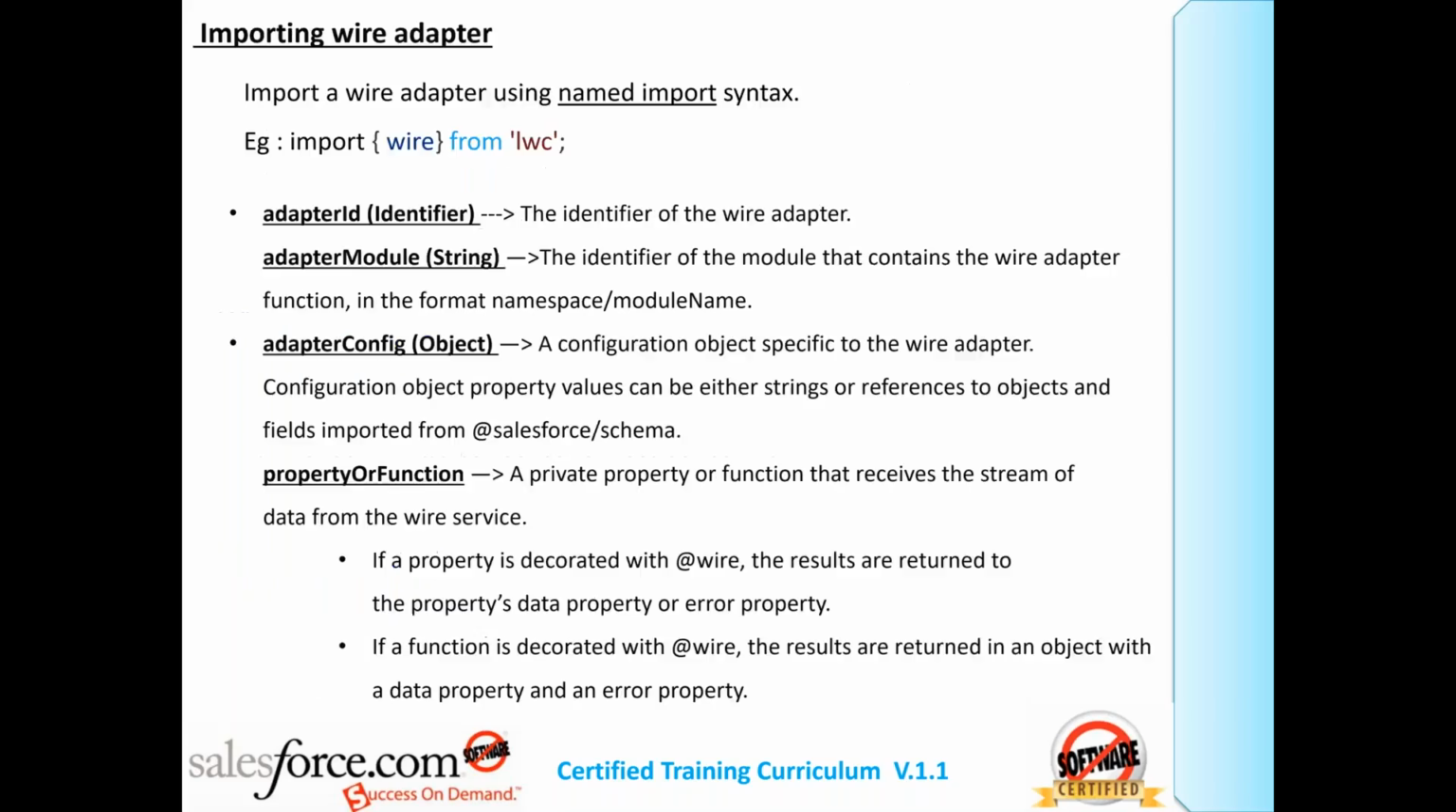Now, how to import? First, subheading: importing a wire. Whenever we want to import a wire, we use the import keyword. Import, right? We use import keyword. You go ahead and we use import wire. In the first line where you have import, there you'll put wire from LWC.